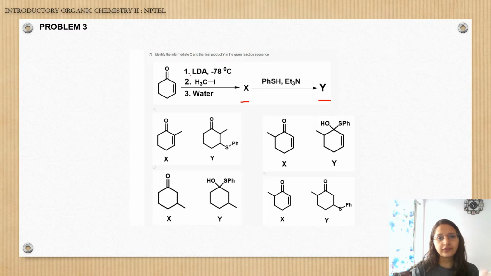So first of all, look at LDA. This is the base which we have talked about so much in the previous lectures, right? LDA is a non-nucleophilic sterically hindered base. Here, first of all, they are treating this alpha beta unsaturated ketone with this LDA. As you can recall, I have told you that LDA will end up with a kinetic enolate rather than the thermodynamic enolate. Right? Remember or not?